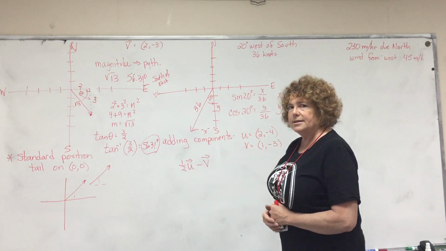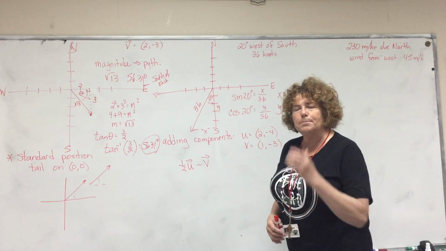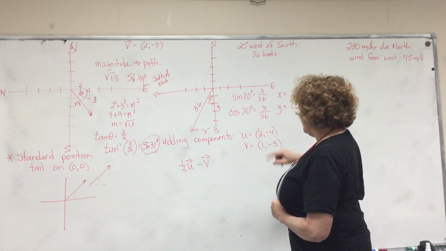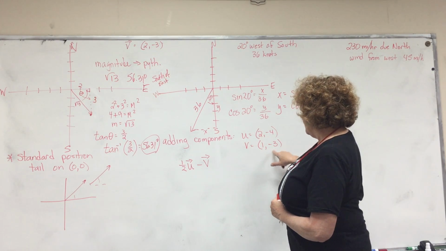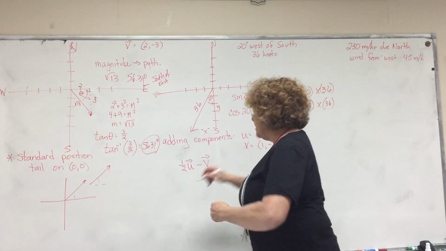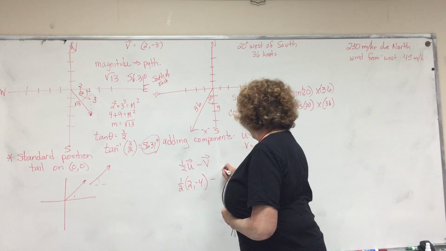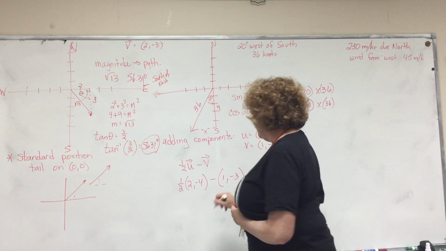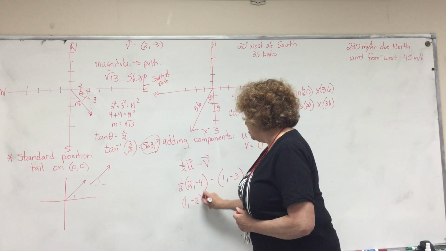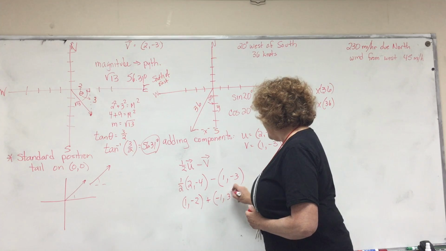Now, adding components. Well, when they say components, they just mean the x, y, and this is actually probably one of the simplest things about this. If I have vector u is 2, -4. Vector v is 1, -3. So I want to do 1/2 u minus v. So basically I just say 1/2 2, -4 minus 1, -3. Now let's distribute the 1/2. So we now have 1, -2. And let's distribute this plus -1, 3.